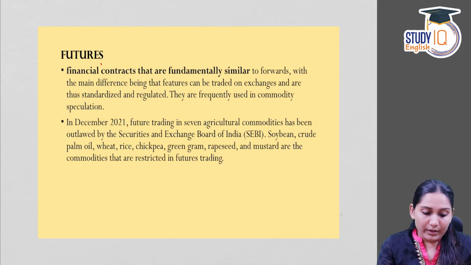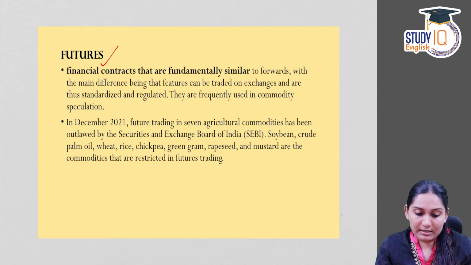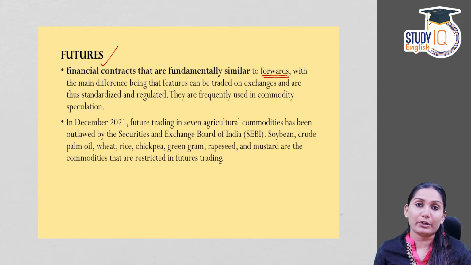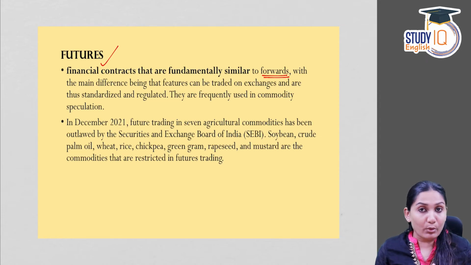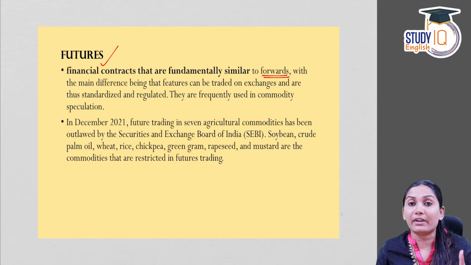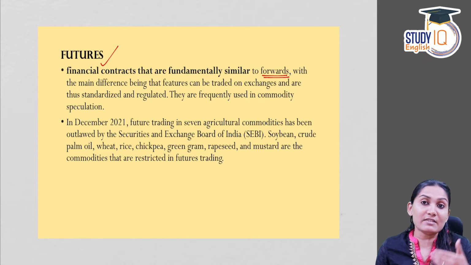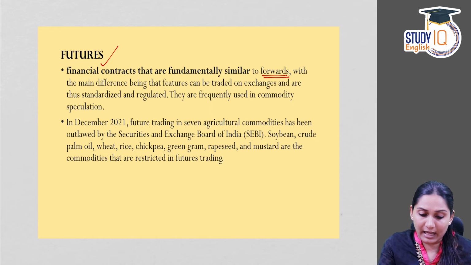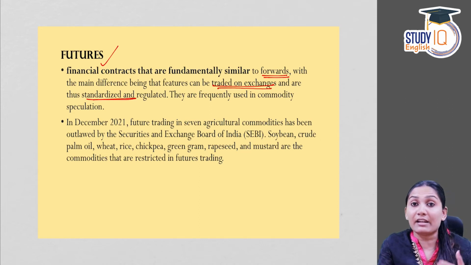Next is futures contract. It's a financial contract which is similar to forward, which means that there is an agreement between the buyer and the seller to buy and sell a commodity at a predetermined price on a predetermined date. But the only difference is that futures are traded on a stock exchange, whereas forwards are done over the counter. So they are traded on exchanges and therefore they are standardized and regulated.